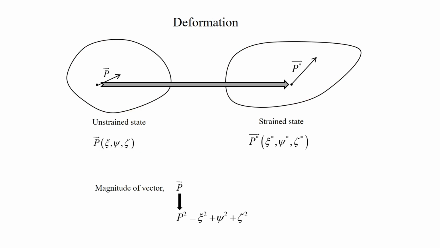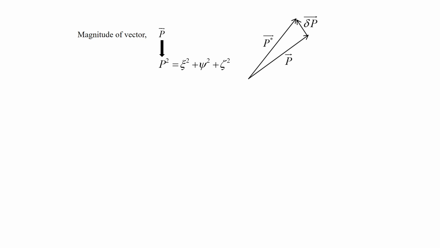Let us say that we have this vector, the p vector, and after deformation it becomes the p star vector. In the unstrained state, this p vector can be represented by xi, psi and zeta. Here it is xi star, psi star and zeta star. These are the components of this vector along the 3 coordinates x, y, z. The magnitude of this vector can be written as p square is equal to xi square plus psi square plus zeta square. And this particular vector goes to become this p star vector.